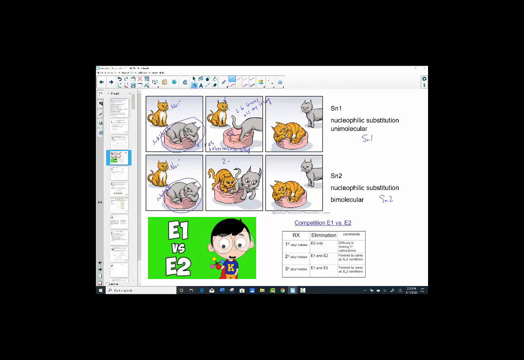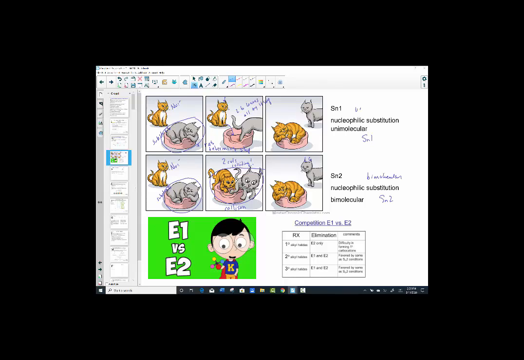Bimolecular, we have two cats colliding. Instead of just waiting around, the orange kitty cat kicks out the leaving group, and the leaving group left because it was forced to. A bimolecular reaction has a collision between two molecules, a collision that forced the leaving group to leave.